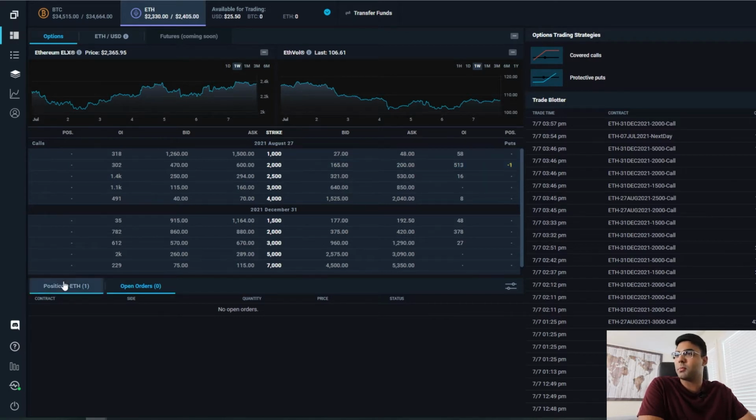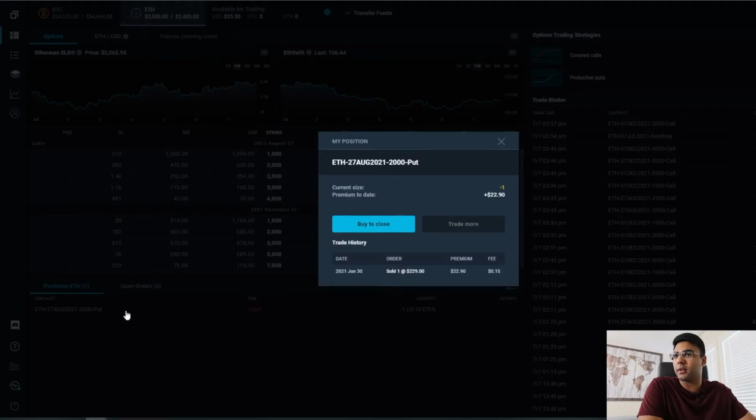And if we actually see how much I got for that, if we press here, you get some detail. So premium to date, basically I received $22.90. The contract size is 0.1 Ethereum, so 10% of an Ethereum. And for Bitcoin contracts, the size is 0.01, aka 1% of a Bitcoin.